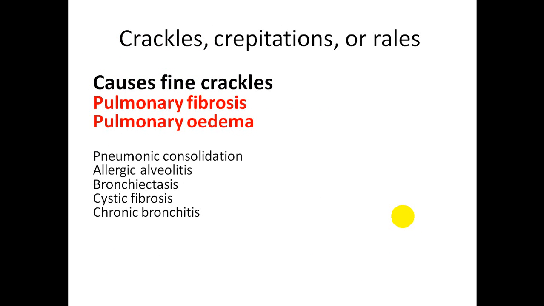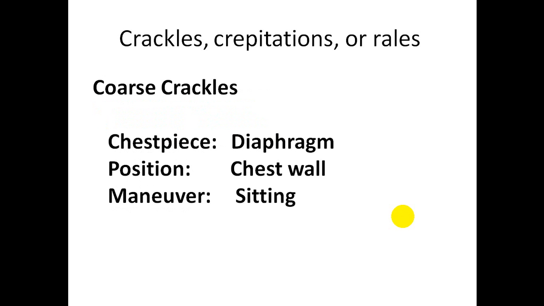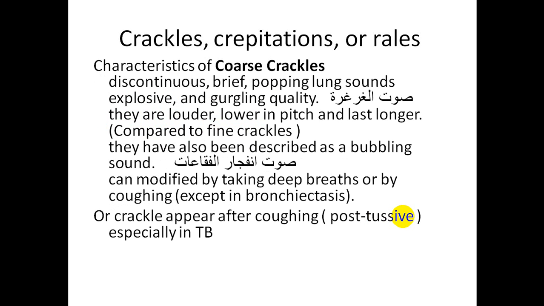Causes of fine crackles: pulmonary fibrosis and pulmonary edema. This is the most common, while other causes are rare and can include pneumonic consolidation, allergic alveolitis, bronchiectasis, cystic fibrosis, and chronic bronchitis. Coarse crackles are also heard using the diaphragm on the chest wall, anterior and posterior, in a sitting position. A characteristic of coarse crackles is a discontinuous, brief, popping lung sound with an explosive, gargling quality.